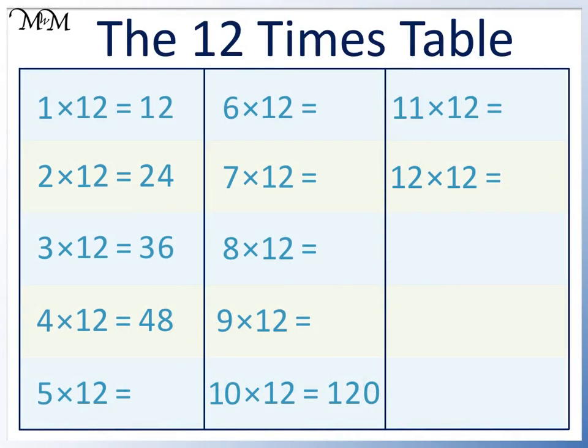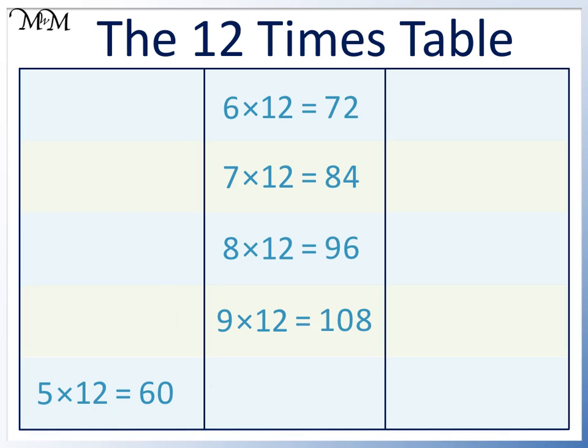We can add these results to our 12 times table list. 5 times 12 equals 60. 6 times 12 equals 72. 7 times 12 equals 84. 8 times 12 equals 96. And 9 times 12 equals 108.